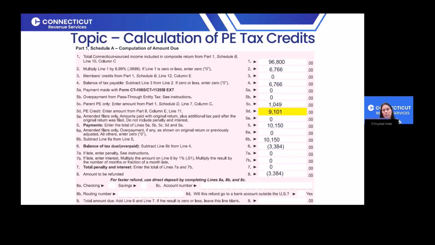So even though the members were allocated up to their liability, this pass-through entity claimed all of that PE credit for those taxable members, which ends up resulting in a refund to the pass-through entity. So as you can see, our payments are greater than our liability. So the pass-through entity receives a refund of $3,384.